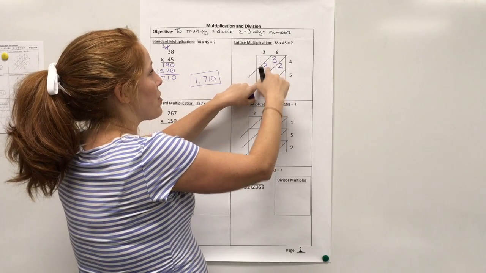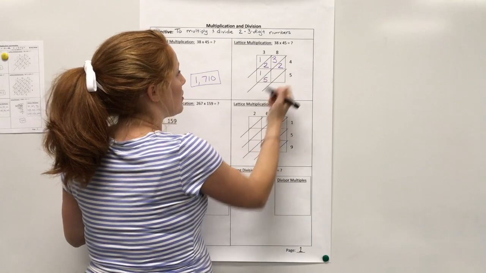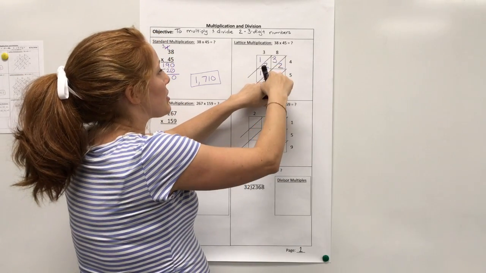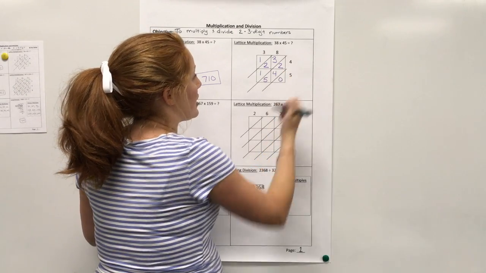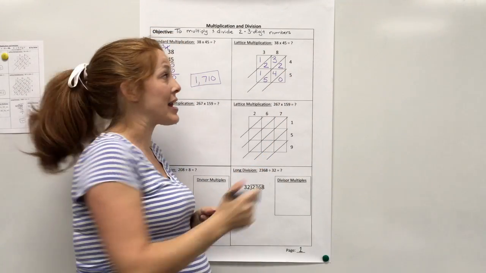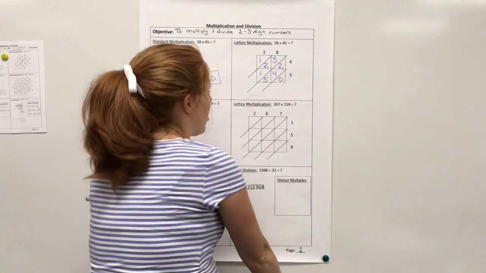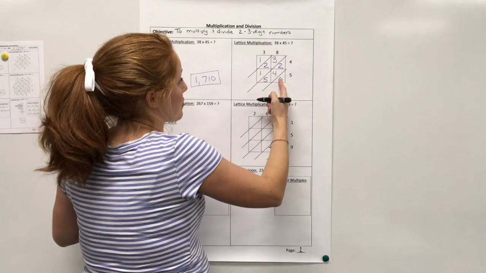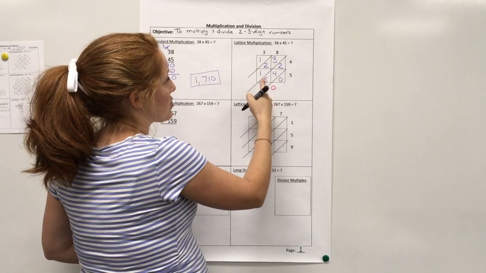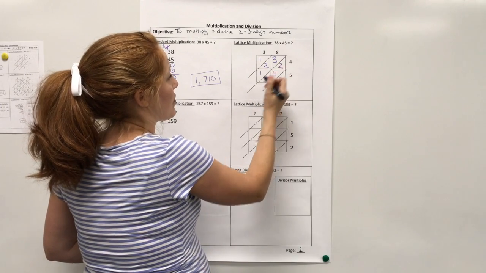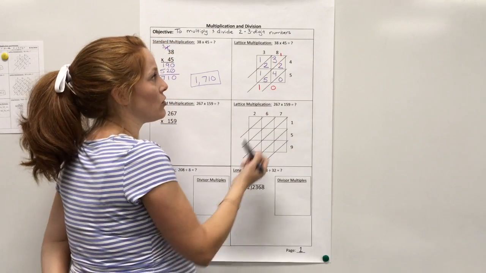3 and 5. 3 times 5 is 15. And 8 and 5. 8 times 5 is 40. Now what you're going to do is add at each diagonal. So if I look right here, all I have in this diagonal is a 0. Okay, then I'm going to add these: 5, 6, 7, 8, 9, 10, 11. Carry the 1 to the next diagonal.